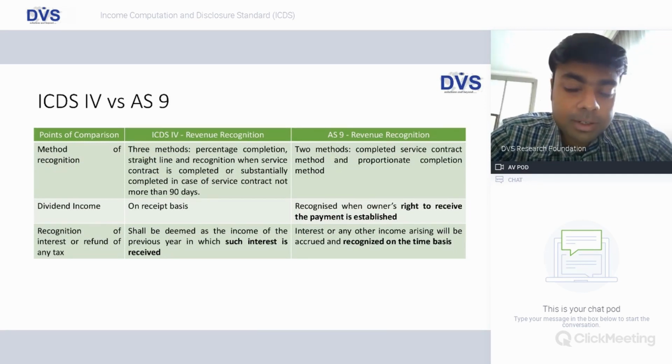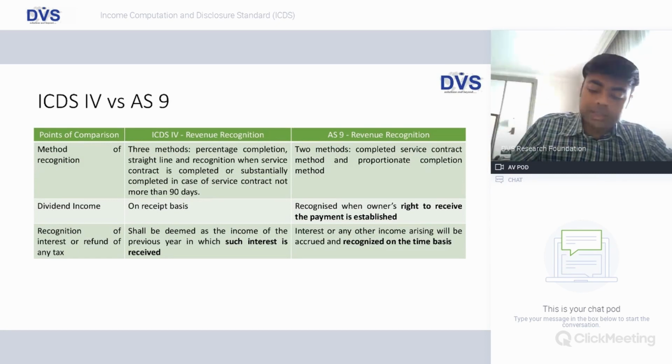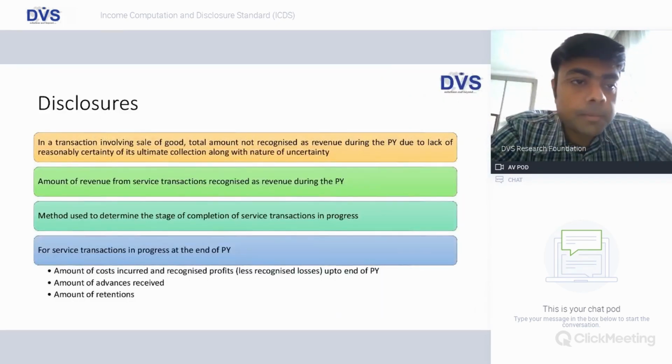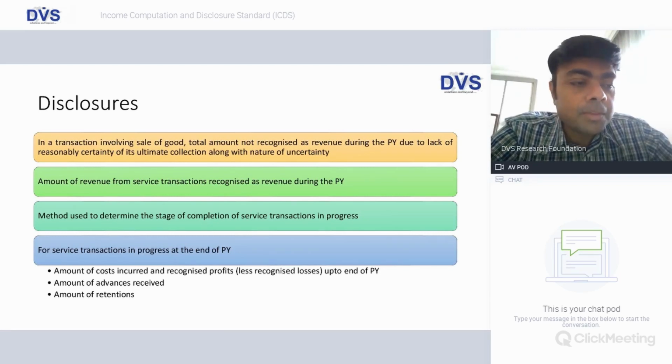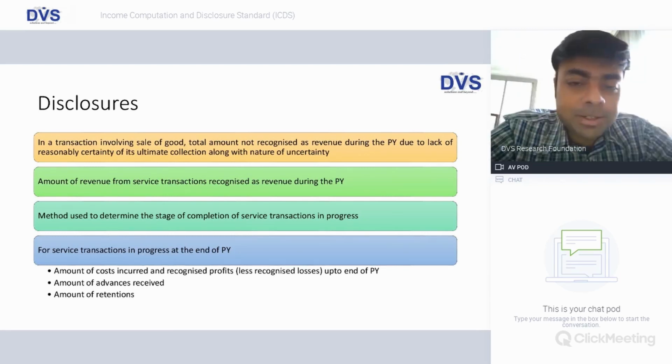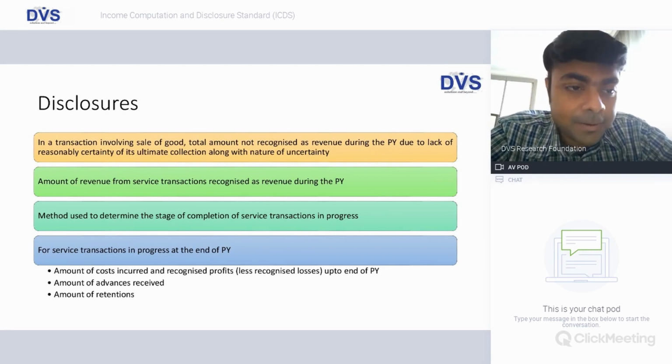So it is accrual as far as AS 9 is concerned. Recognition of interest or refund of any tax only when it is received. Here it is on accrual basis, because the company law or the accounting standard regulators believe that refund due will be received in time, and it is as good as receivable without any uncertainty.